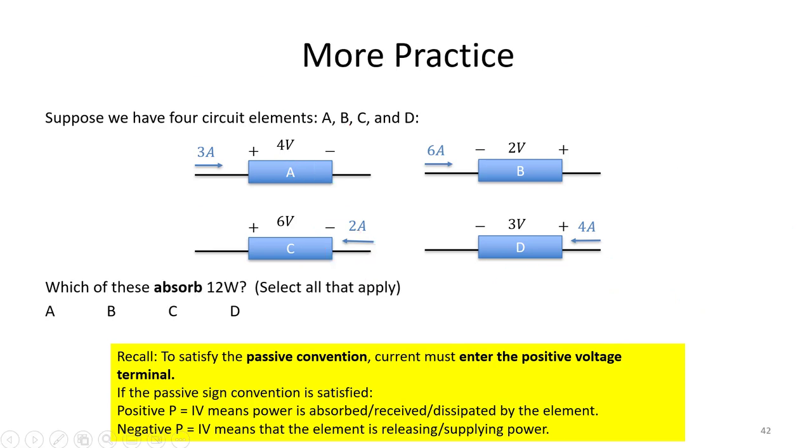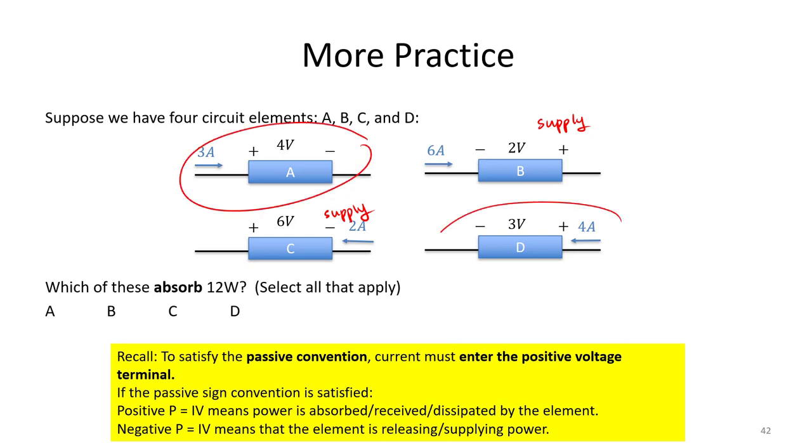Okay, let's try one more just for fun. So kind of hinted at it before. Follow-up question is asking which of these absorb 12 watts? You can pause the video and think about it. All right, and we hinted at this one before, but we found from our last question that B and C are supplying power. And we'll see in this case, element A and D are the ones that are absorbing 12 watts of power.